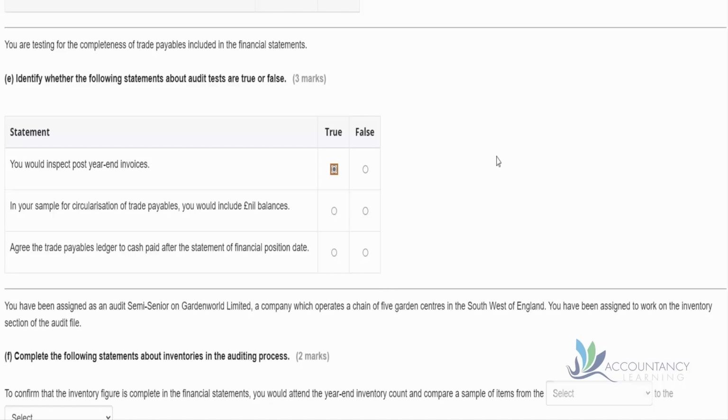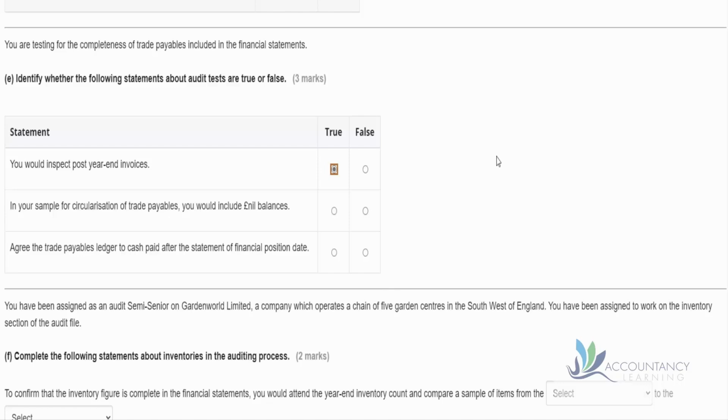Then in your sample for circularization of trade payables, you would include nil balances. So remember, in a circularization, we're going to ask the various suppliers, please confirm, is this the correct amount that we owe you? And we include nil balances. Remember, we're testing for completeness now. We're trying to verify that we've not forgotten to include things. So if we say to a supplier, we think we owe you nothing.